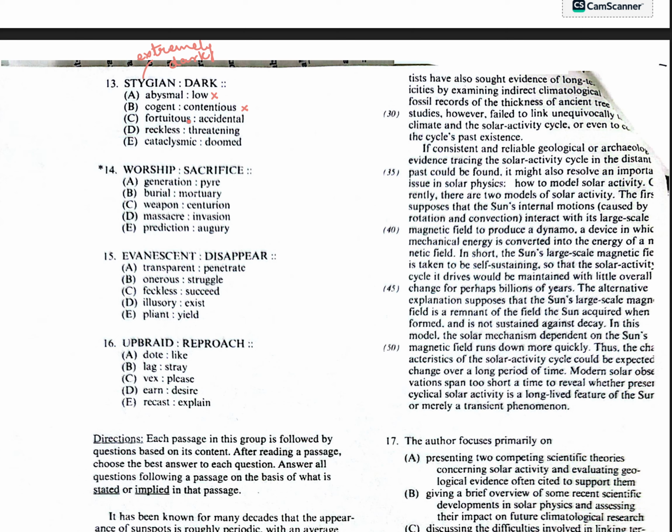Fortuitous and accidental. Here I can say that fortuitous means happening by chance, right? So these two are synonyms, I would say. Reckless and threatening, these are unrelated. And the last one, which is catalecticism, catalectismic, and doomed, are also unrelated, right? So the only option that we have here is C, which is fortuitous and accidental. Here the strategy that I can mention of the two words of the original pair can be rare adjective, and the other has to be the synonym, right? So that's what the actual pair means, and that's what we were looking for.